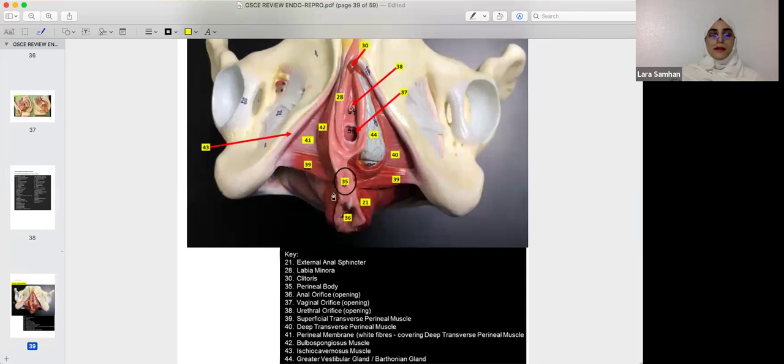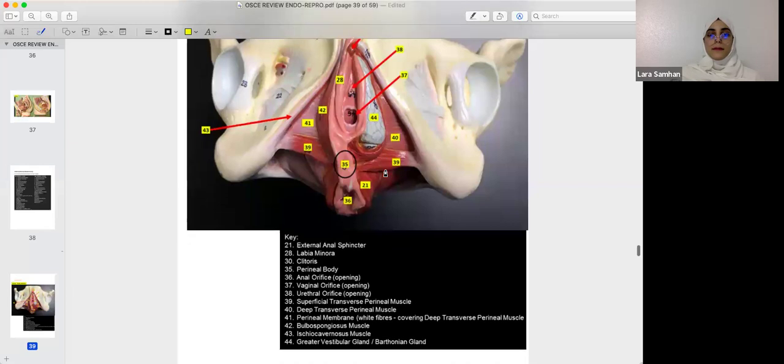Number 36, as we said, is basically the anal orifice. In regards to the structure connecting the anterior part with the posterior part, number 35, it is basically the perineal body that connects the urethra and the vagina all the way to the rectum. Okay, so this is the perineal body, and I guess we mentioned everything in this picture. In regards to number 40, we said it. I guess that's it.